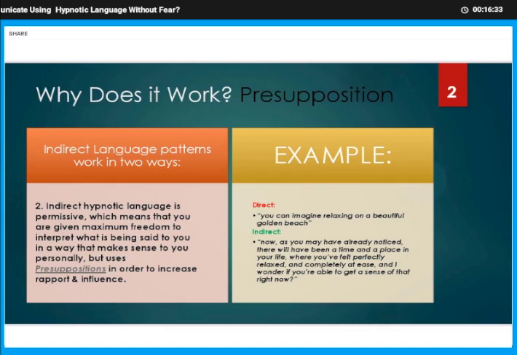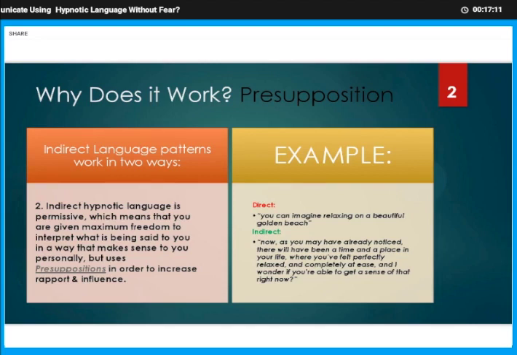Another reason this works is due to presupposition. Presuppositions are exactly what they sound like. You presuppose something. You are supposing it to be true before it's been confirmed. And the better you are at understanding general presuppositions, the better you'll be at using them in hypnotic language patterns. So indirect hypnotic language is permissive, which means that you're given maximum freedom to interpret what is being said to you in a way that makes sense to you personally, but uses presuppositions in order to increase rapport and influence.